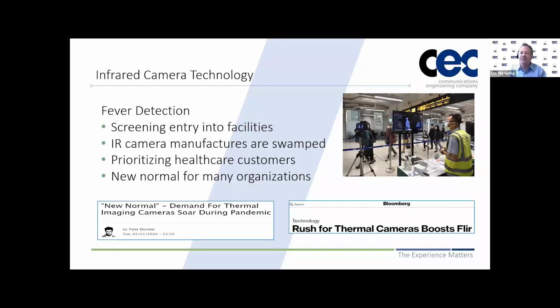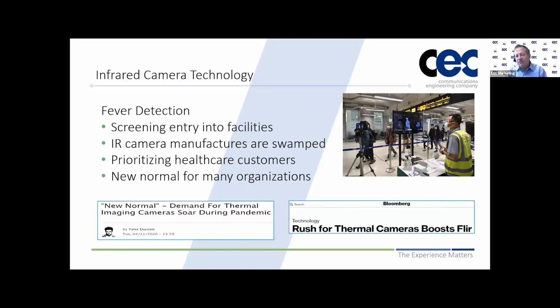So because of all this, a lot of the IR camera manufacturers are now swamped. I heard a rumor that one of the manufacturers has already received in 1 month more orders than it did all of last year for its camera technology. So because of that, a lot of these manufacturers are just overloaded with orders. Some of them have decided that they're going to prioritize hospitals and healthcare customers and provide product to them first, which kind of leaves non-medical customers experiencing delays in getting product.